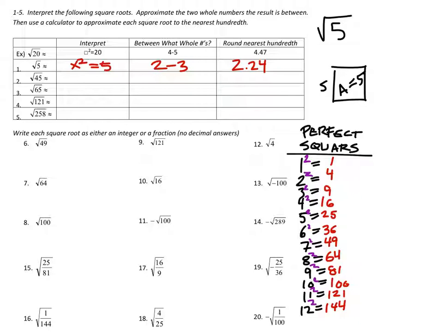Now let's look at number 3, 65. The square root of 65 would be the same as some number squared equals 65. So 65 would be between 64 and 81, which means the square root of it is between the numbers 8 and 9. And again, for estimation, I just take the square root of 65, which is 8.06.